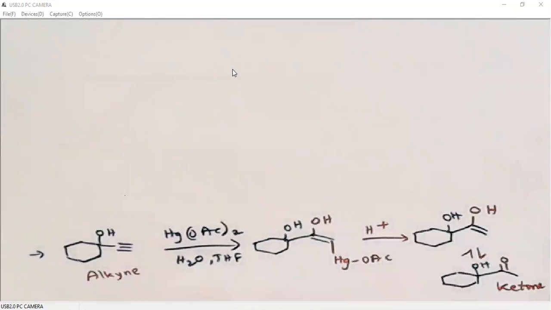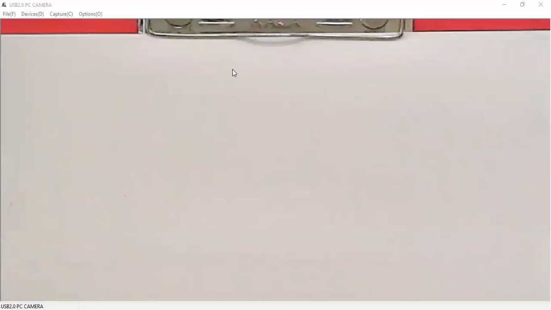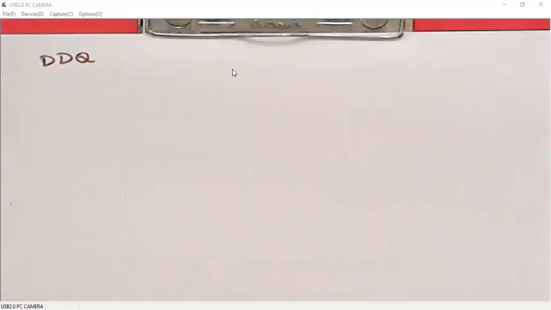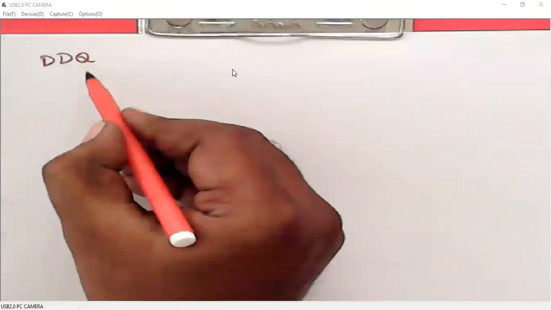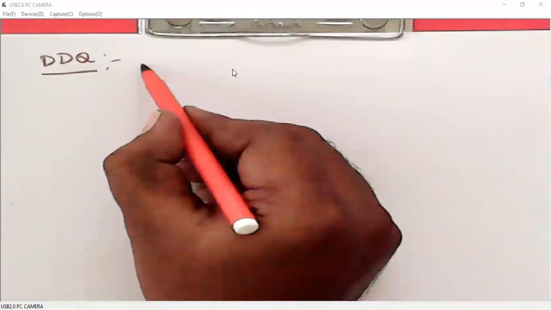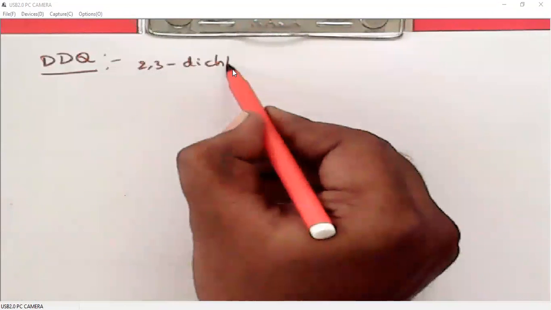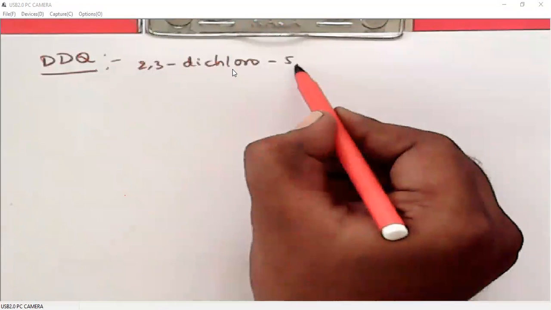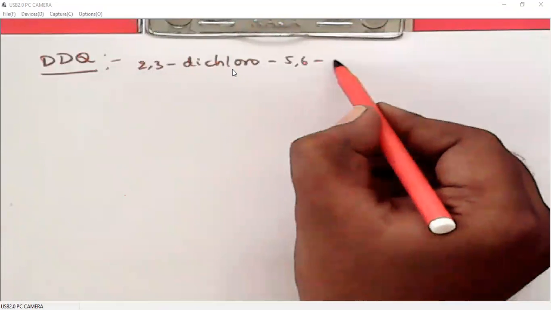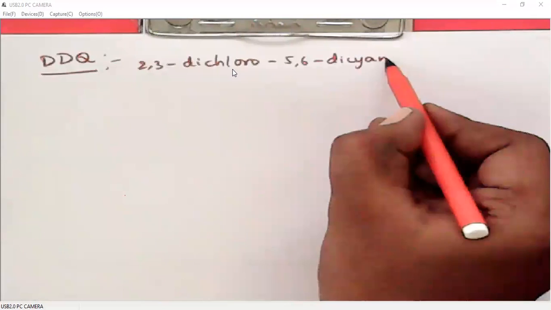Okay, I'm changing this. Next oxidizing agent is DDQ: 2,3-dichloro-5,6-dicyano benzoquinone.